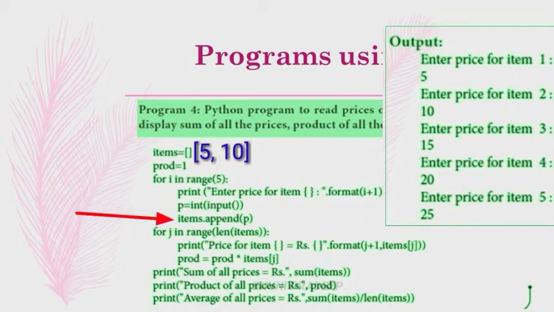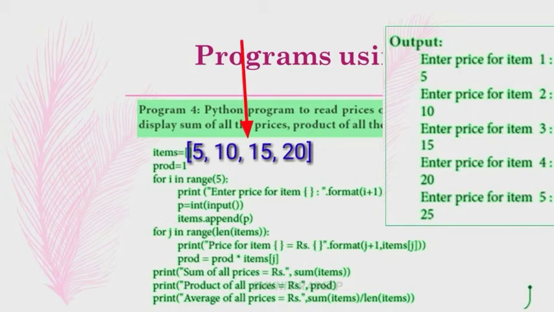15. See the next line. items.append(p). So this third item will be added in the items list. And again go to the for loop range. Next position is 3. So 3 plus 1 is enter price for item 4. Okay. Fourth item price is what? You are entering 20. So 20 will be added in the items list.